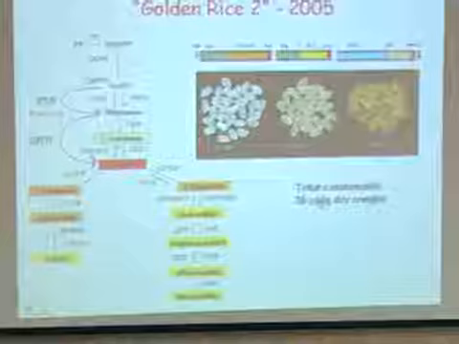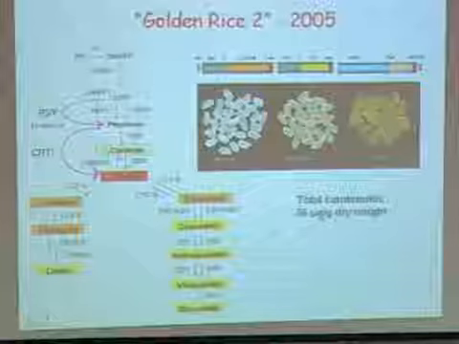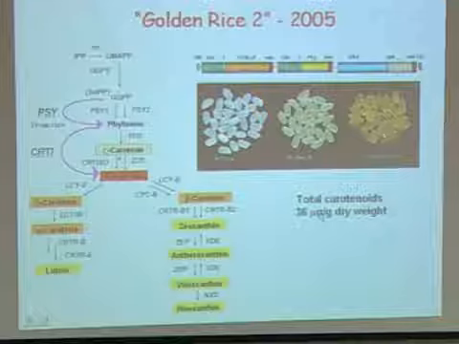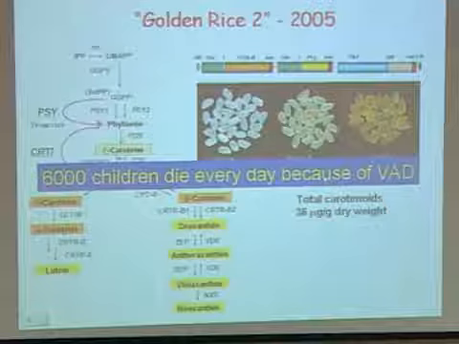2 weeks ago, in the journal Nature Biotechnology, appeared golden rice 2. Small change. They used a different gene here from a different source. Anyway, this time golden rice contains 36 microgram per gram dry weight. This is 23-fold more than golden rice. And now, even according to Greenpeace, all you need to eat is half a portion of rice per day to get the whole RDA amount. We need to wait for deregulation.